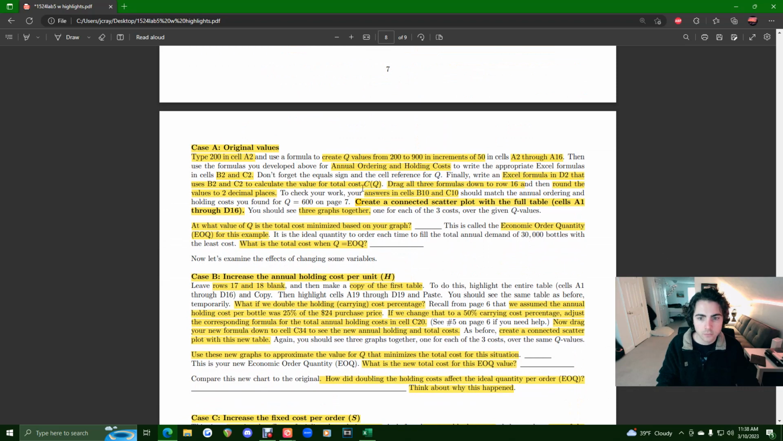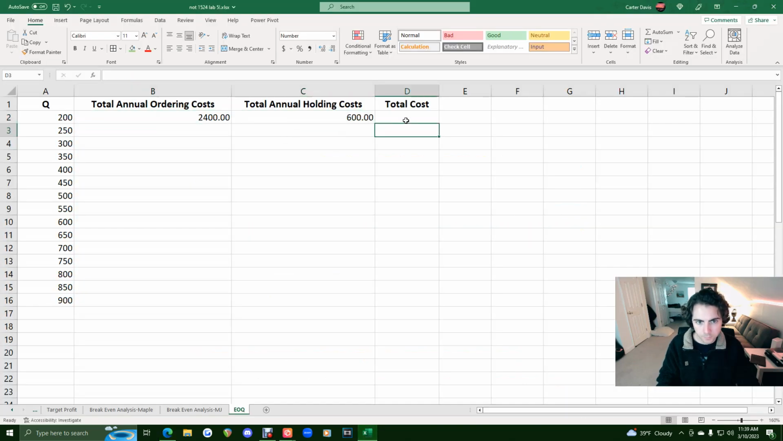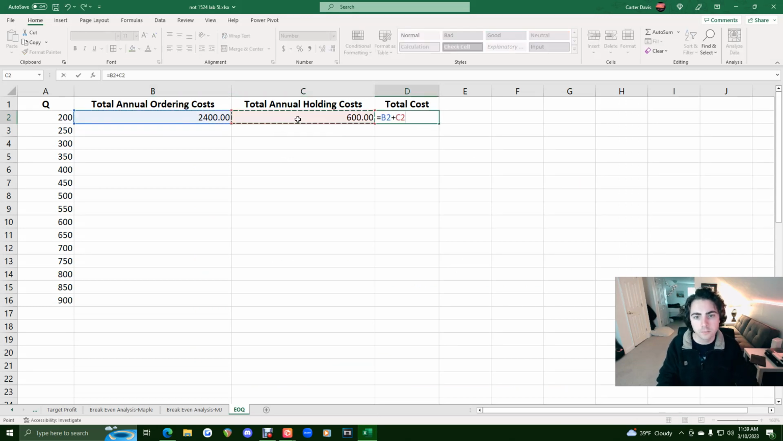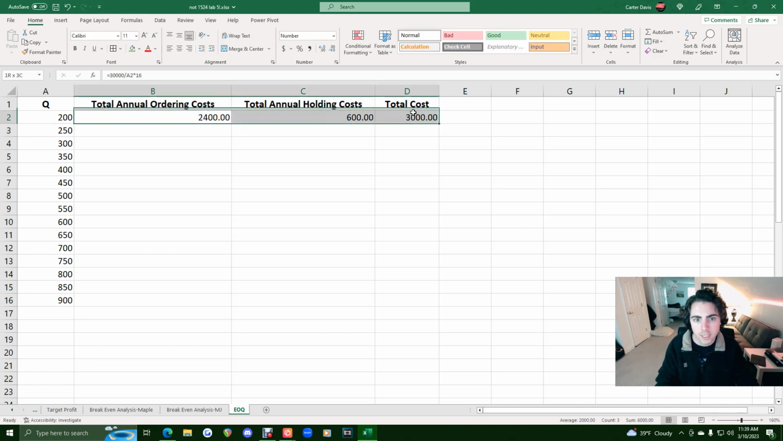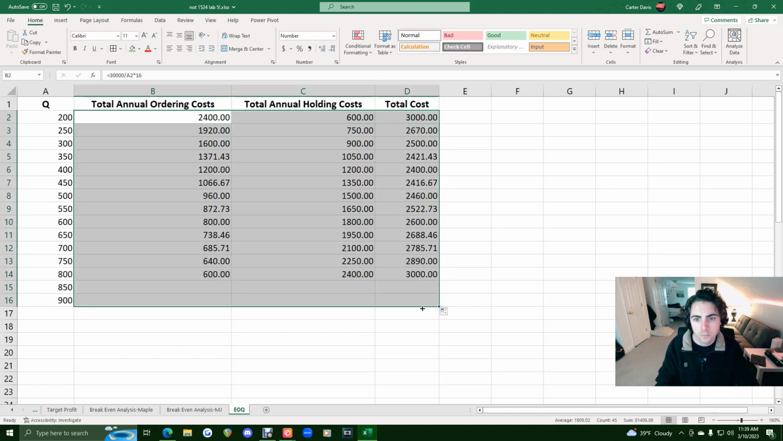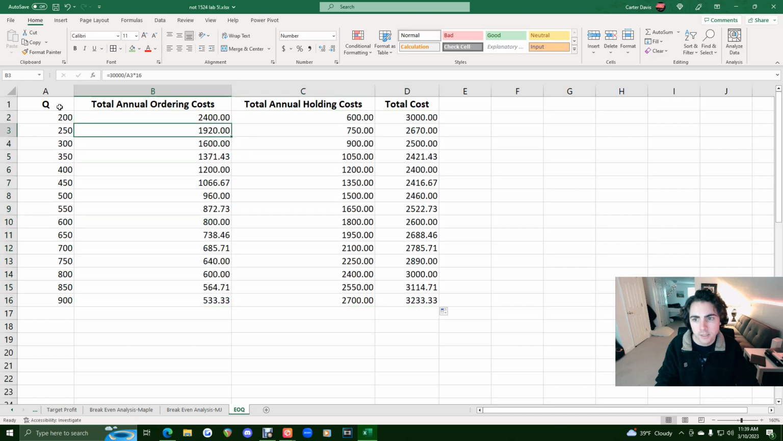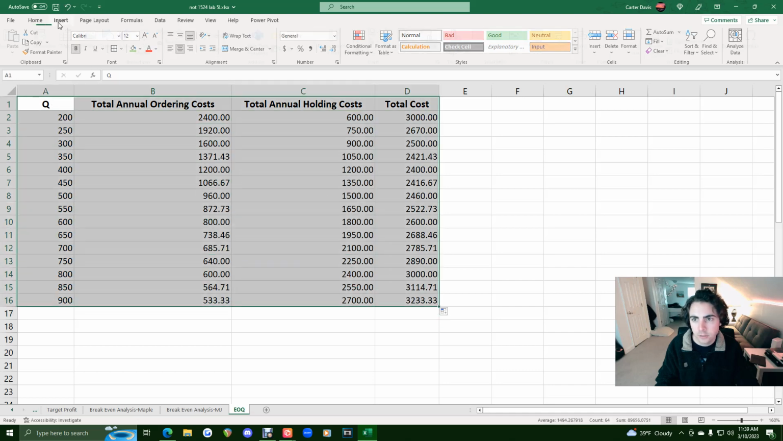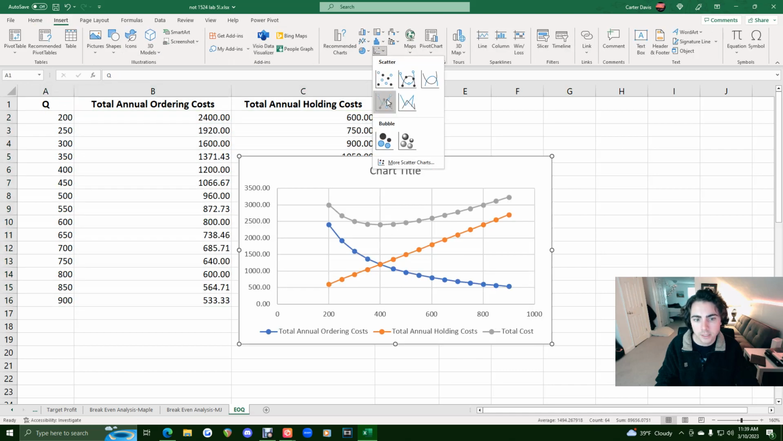Okay, write the Excel formula in D2, calculate the total cost, drag all 3 down, 2 decimal places. Total cost. Well, these are the ordering costs and the holding costs. We're going to call the total cost just the sum of these two together. We're going to highlight all 3, drag this baby down, and we have all these. And then they say just highlight everything and insert a connected scatter plot.